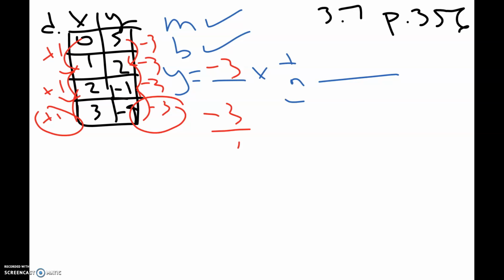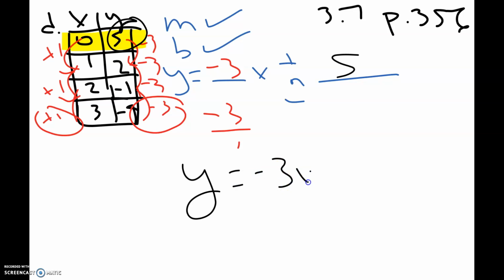Now, to get b, sometimes there's work to do. But if you look this time, you have b. That is the b. This is the starting amount because I'm at 0. So I can write my equation, y = -3x + 5, and be done.